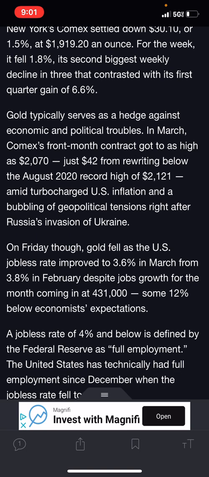On Friday, though, gold fell as the U.S. jobless rate fell to 3.6% in March from 3.8% in February, despite job growth for the month of 4,000 from 431,000, some 12% below economists' expectations.